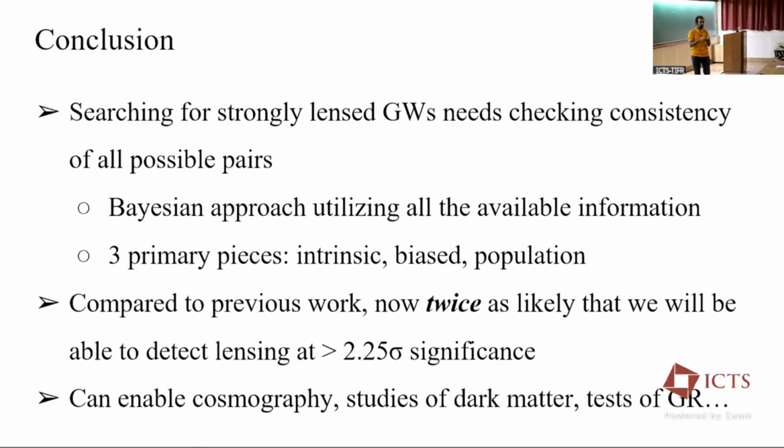So the conclusion is that, as I told you, if you want to look for strongly lensed GWs, you need to check for consistency in three things. There is a fully Bayesian approach of doing this, of which there are three main pieces of information: consistency in intrinsic parameters, biased parameters, and the population. Compared to previous work, it is now twice as likely that we will be able to detect lensing at 2.25 sigma significance, at least. And I only told you one application, but there are all these other applications which are now possible with this. Thank you.